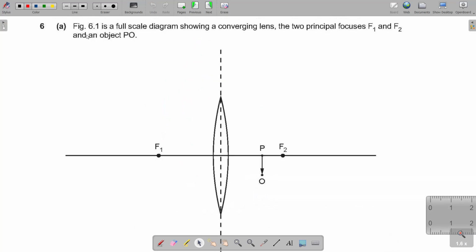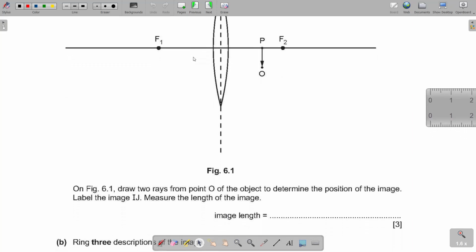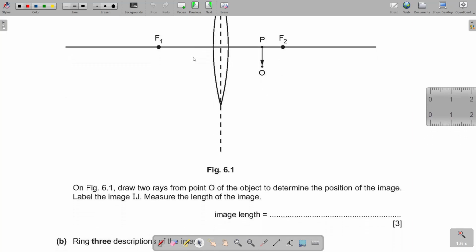Question 6a says figure 6.1 is a full-scale diagram showing a converging lens, the two principal focuses f1 and f2, and an object PO which is pointing downwards. On figure 6.1, draw two rays from O of the object to determine the position of the image, label the image IJ, and measure the length of the image.